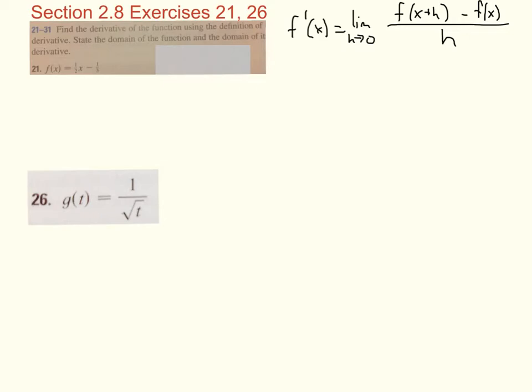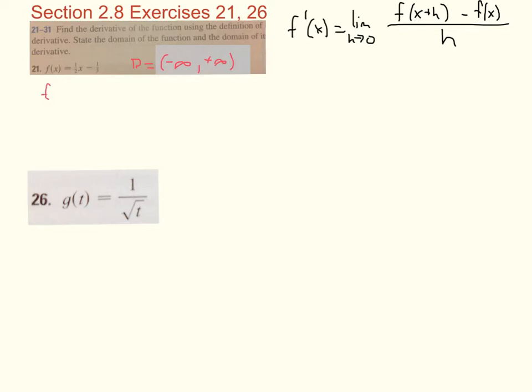So we look at number 21, f of x is equal to 1/2 x minus 1/3, which we note is a line, and therefore its domain is going to be everything. And now we use the definition of derivative given here to find its derivative.